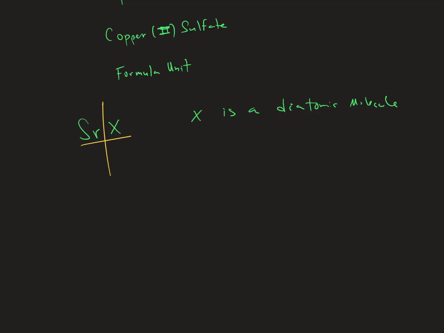Do we know the charge of any of those? Sr2+. Yes, strontium is 2+, and there's only one of them, so that's +2. This side has to be -2, and there's only one X. That means it's a 2- charge, right? So what diatomic molecule has a 2- charge? Oxygen, right? We good?